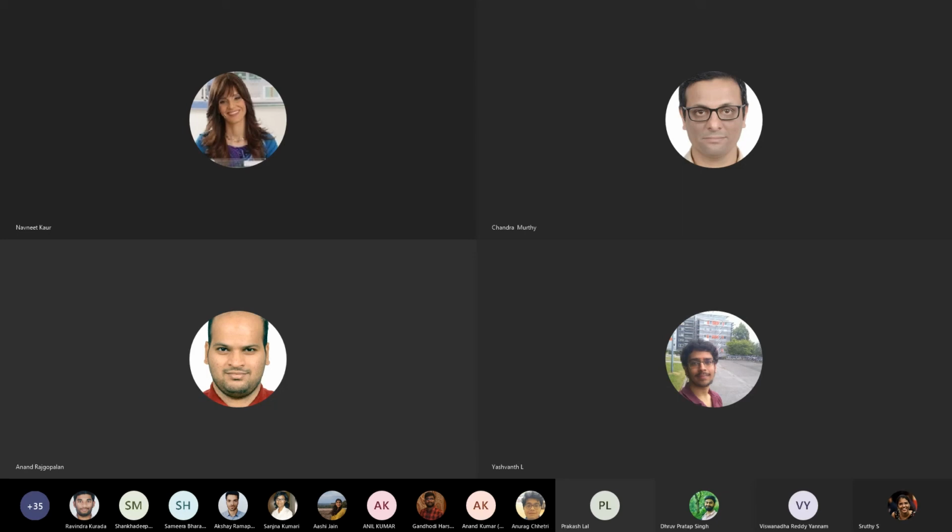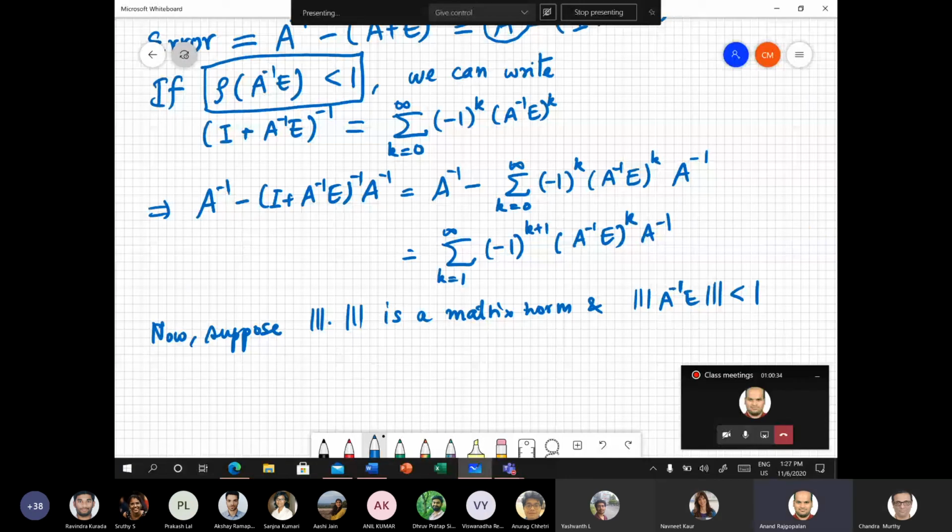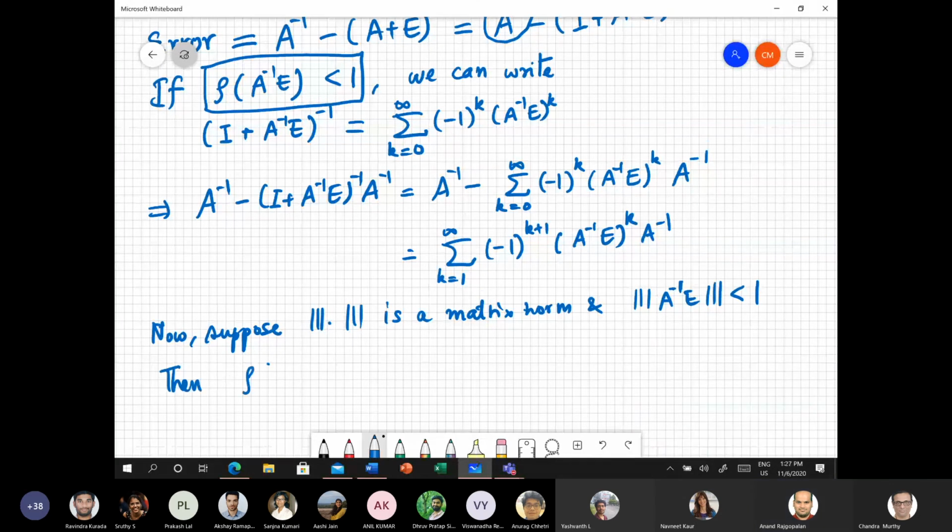So now suppose there is a matrix norm such that the norm of A inverse E is also less than 1. Suppose there is a norm like this such that the norm of A inverse E is less than 1. Then rho of A inverse E is also less than 1.